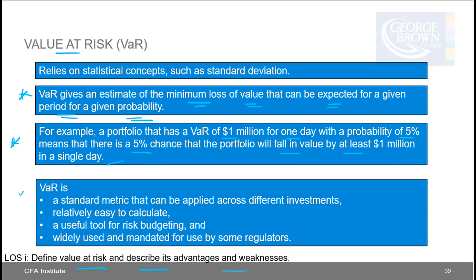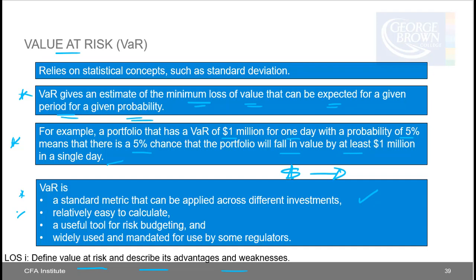And so value at risk is a standard metric. Some of the advantages is that it's a standard metric that can be applied across different instruments. So we can calculate value at risk for a bond portfolio, for a zero coupon bond portfolio, for equities, for foreign exchange. So it's a standard metric that can be applied across different investments. And you can see it's going to give us a dollar value, so we're going to be able to compare, and we can allocate our risk capital appropriately.